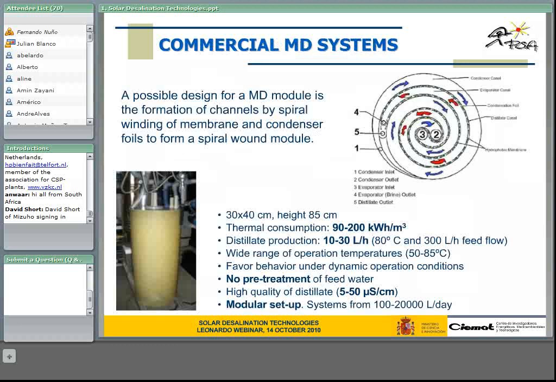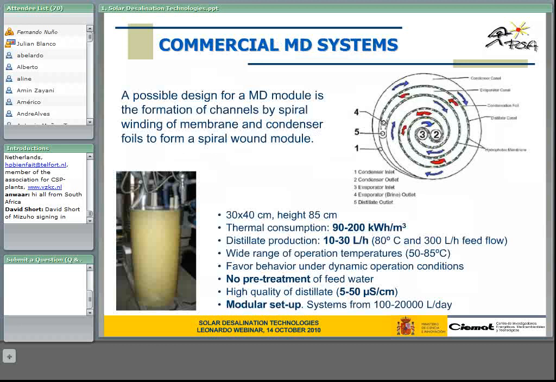There have been a number of companies from the US, from Sweden, from Germany, from Belgium, that are developing this kind of technology, and some of them claim that they have a commercial product, but up to now, from my perspective, this technology is just at the pre-commercial level. This is one of the products.